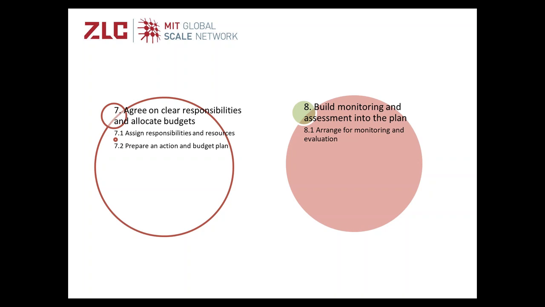When we go to step number eight, we are talking about building monitoring and assessment into the plan. So we need to build a sustainable monitoring and evaluation arrangement. We need to develop sustainable mechanisms to assess the quality of the planning process as well. Okay. And then we only have three more steps.